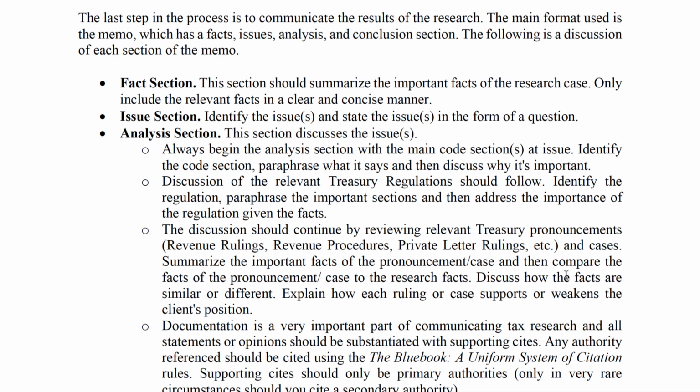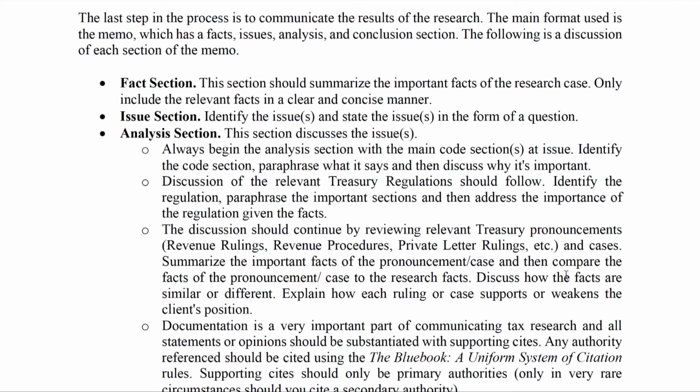You might have page constraints on the memo, and this is a way to cut some of the fat off, to get rid of the fluff, to get rid of facts that you don't need, that aren't relevant to your determination of the issues and the outcome. Also, you can paraphrase them in a way that makes them clearer and more concise.